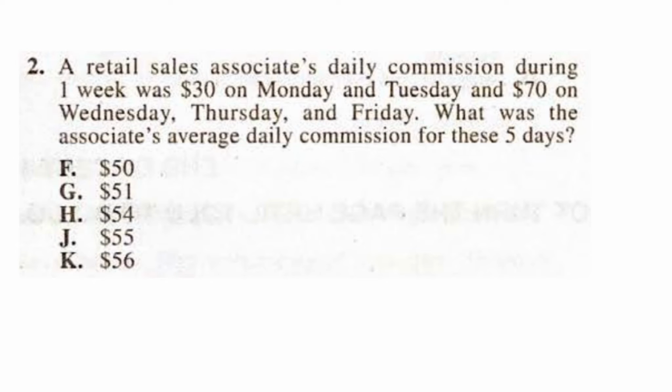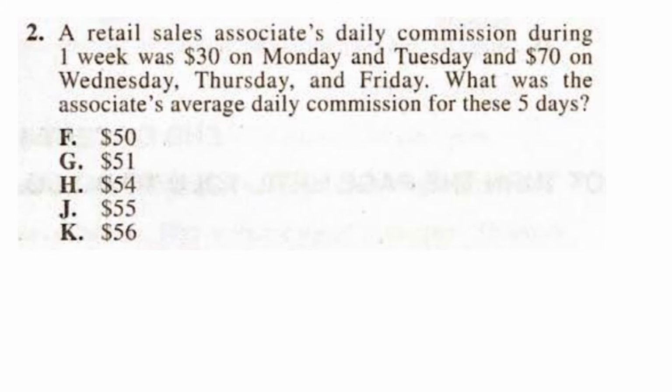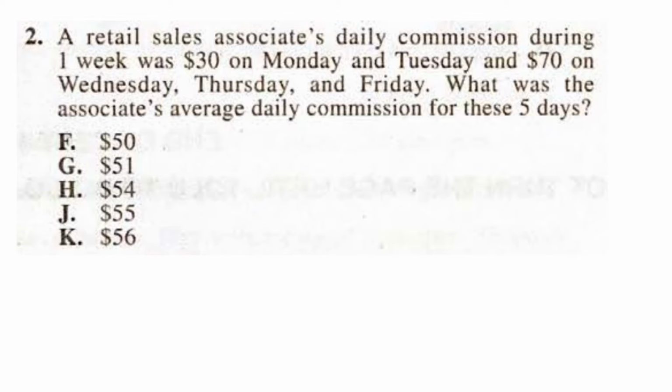All right, as we look at a word problem, one strategy you may want to take advantage of is to read the last sentence and see what we're looking for. It says, what was the associate's average daily commission for the 5 days? So this is an average, which means we're going to add up the sums and divide by, in this case, the number 5, because we have 5 days.